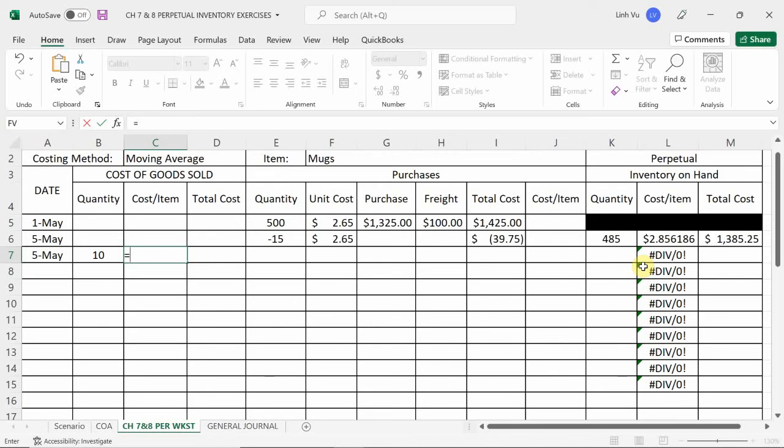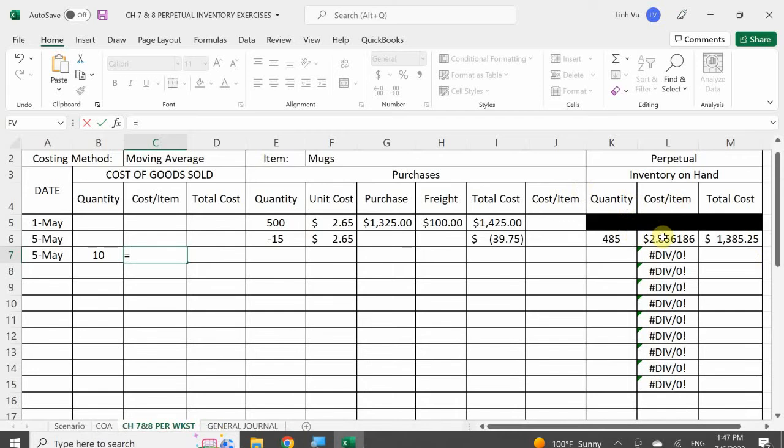In this case, I need to calculate what my cost of goods sold is. Right now, I have 485 units. If I take that out, how would I know how much my cost of goods sold is? In this case, you would have to take it out at the cost it's at. Correct.